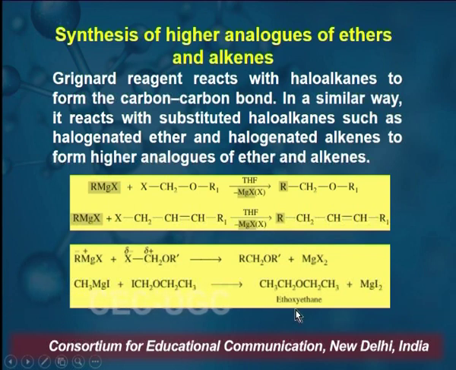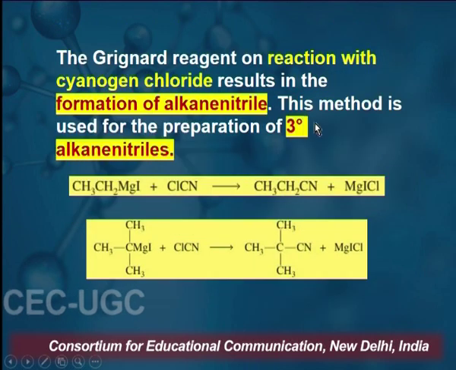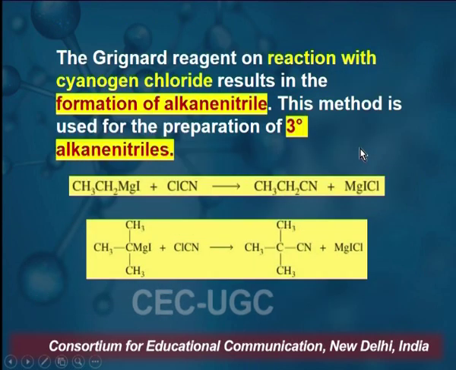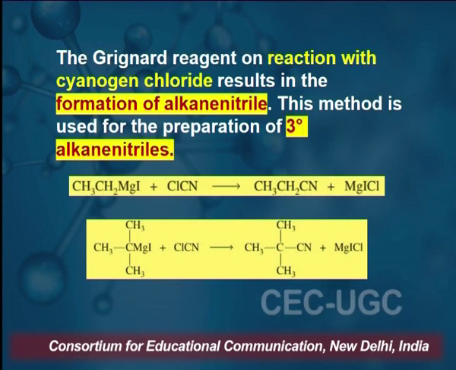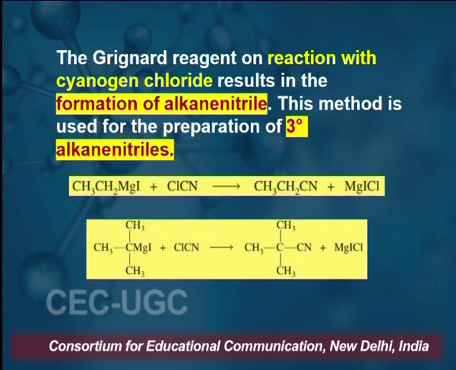So, it will result in the formation of the corresponding ethoxyethane as a final product. Grignard reagent on reaction with cyanogen chloride results in the formation of alkane nitrile. This method is used for the preparation of tertiary alkane nitrile.